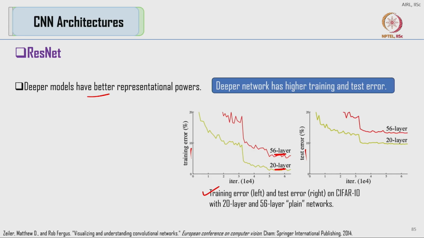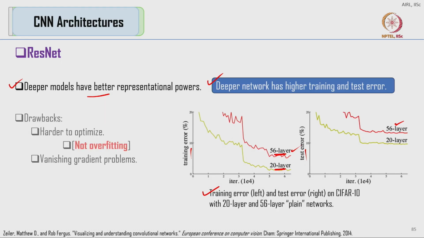Now we observe that the deeper network actually has higher training and test error. This is observed in both scenarios, training as well as test error. So although this statement does seem intuitive that deeper models have better representations, in a vanilla setup this may not always be realized, and this is something that ResNet tried to focus on, right.